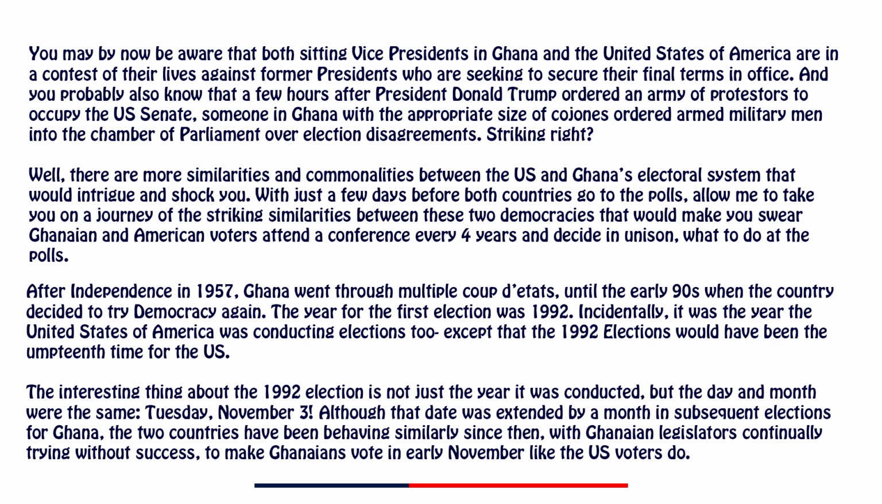So the interesting thing about the 1992 election is not just the year it was conducted, but the day and month were the same: Tuesday, November 3rd. Although that date was extended by a month in subsequent elections for Ghana, the two countries have been behaving similarly since then, with the Ghanaian legislature continually trying without success to make Ghanaians vote in early November like the US voters do. So when we began our 1992 election, we chose the same date as the US, which is November 3rd.